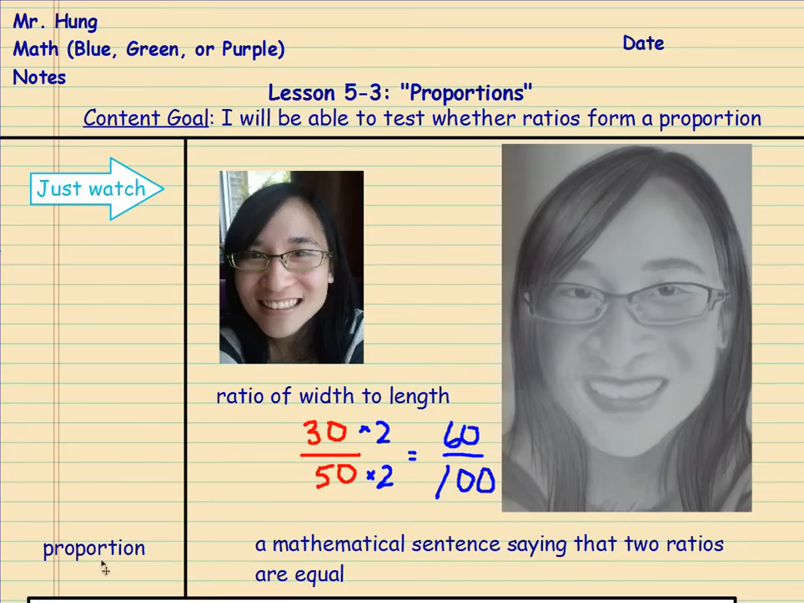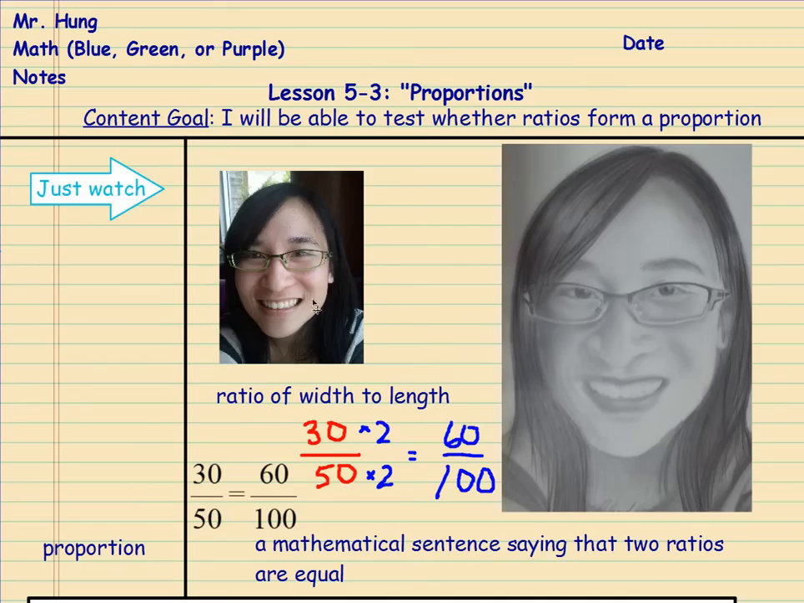Now please copy this down. A proportion is a mathematical sentence saying that two ratios are equal. And this is the proportion that we have. 30 to 50 is equal to 60 to 100. This ratio is equal to another ratio.